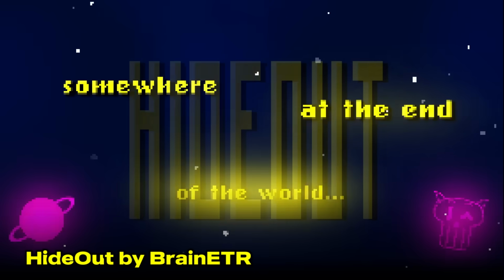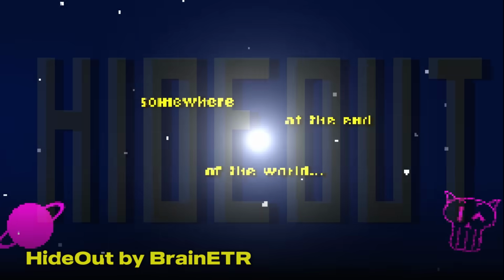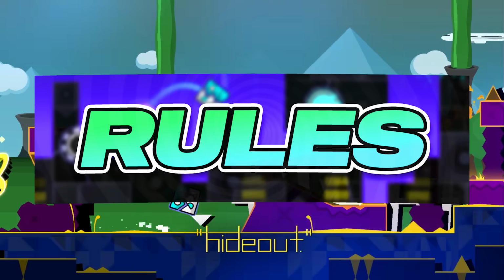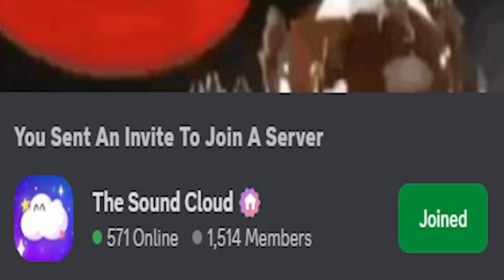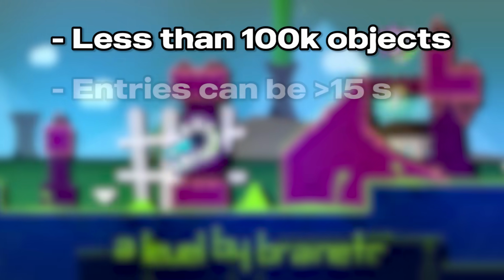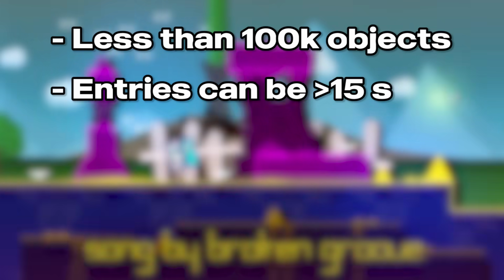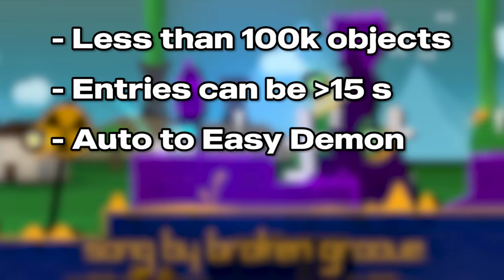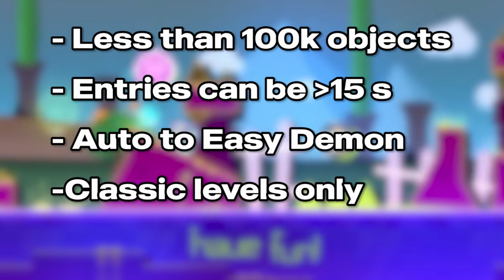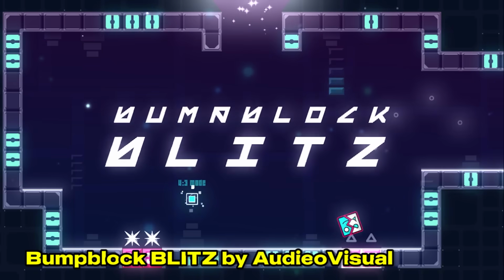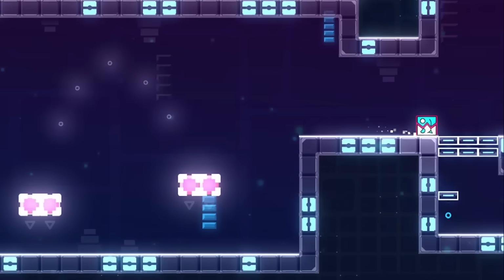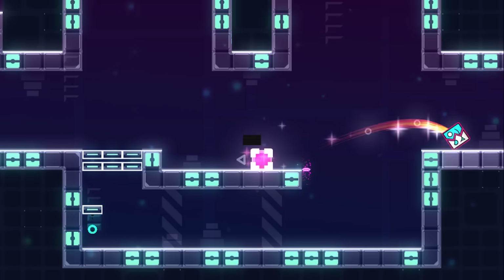Giving credit and sampling from the pre-approved creators list are the biggest rules, of course, but alongside it we have a few others. All detailed rules will be listed in my Discord server as well, in the description, but here are a few other important ones. All levels must be under 100k objects. Entries can be no longer than 15 seconds. Levels can be any difficulty from auto to easy demon. And for this contest, only classic levels are allowed, so no platformers. It would be cool to allow for both kinds of levels, but I fear it might be a bit overwhelming to judge and could cause some issues in that process, so for now, classic levels only is fine.